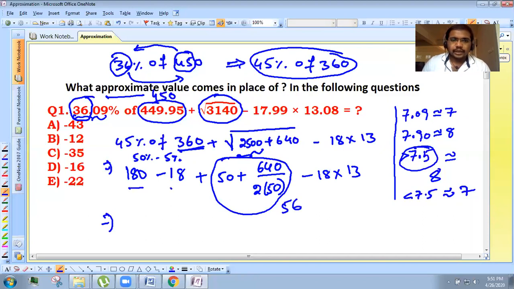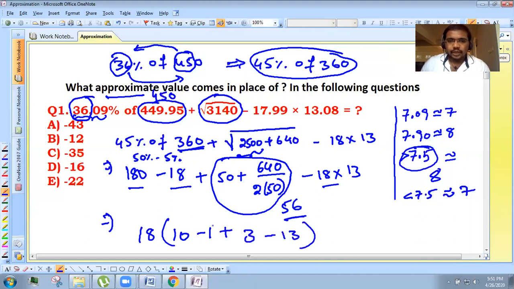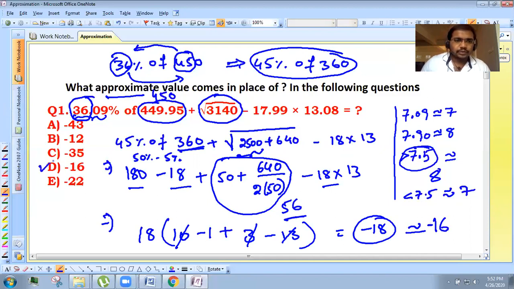Now 18 is here, 18 is here, 18 is here also. 18 is common, then 10 minus 1 plus, in this 56, 3 times, minus 13. 10 plus 3 is 13, 13 cancel. Then minus 18 is the answer. Then your approximate answer is equal to minus 16, because you have only one option which is very near to minus 18. Then your answer could be minus 16.